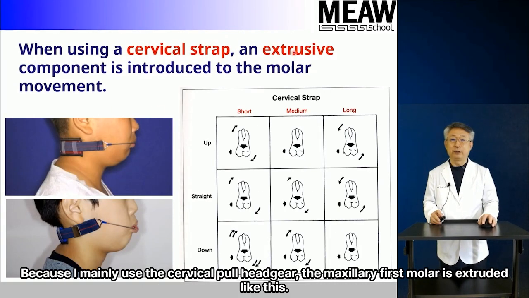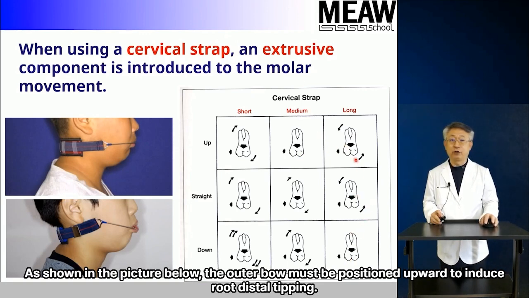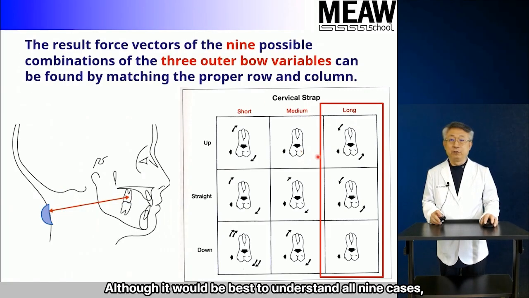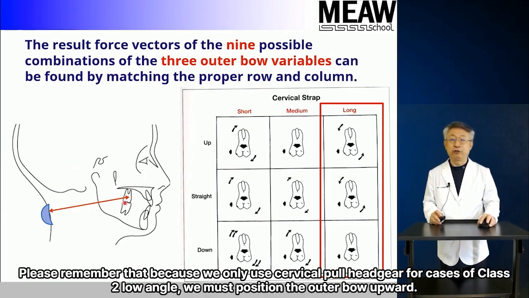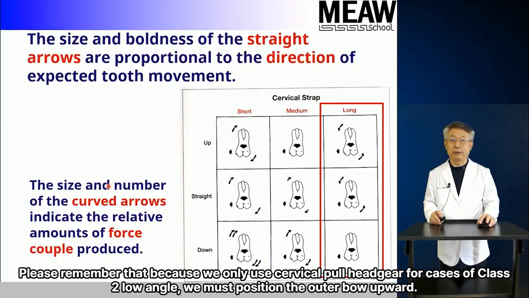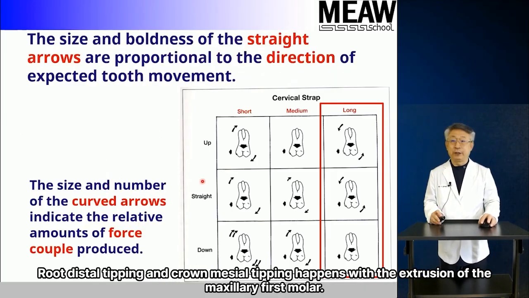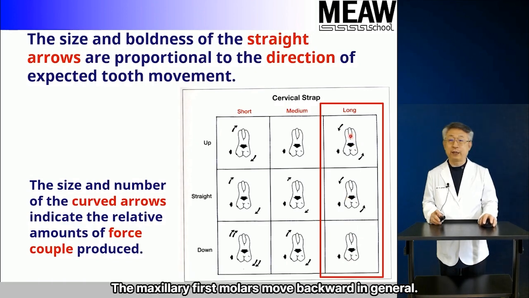Because I mainly use the cervical pull headgear, the maxillary first molar is extruded like this. As shown in the picture below, the outer bow must be positioned upward to induce root distal tipping. Although it would be best to understand all 9 cases, please remember that because we only use cervical pull headgear for cases of Class 2 low angle, we must position the outer bow upward. Root distal tipping and crown mesial tipping happens with the extrusion of the maxillary first molar. The maxillary first molars move backward in general.